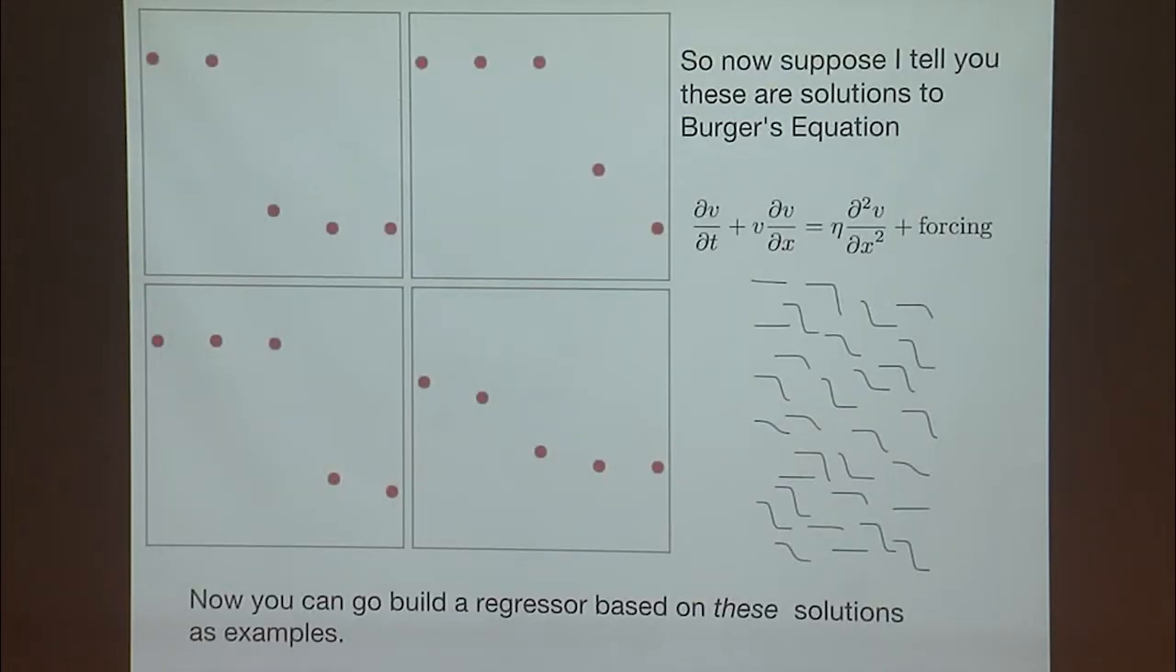Now I'm going to tell you what the equation is. The equation is Burgers' equation. Here's Burgers' equation, which I showed you before. Now what we're going to do is give a regressor, or a neural network, or just some regression algorithm, examples of solutions to Burgers' equation. We're going to turn the computer on and run lots of examples.